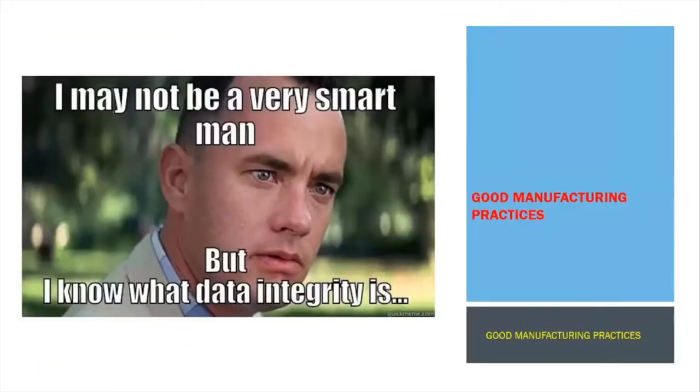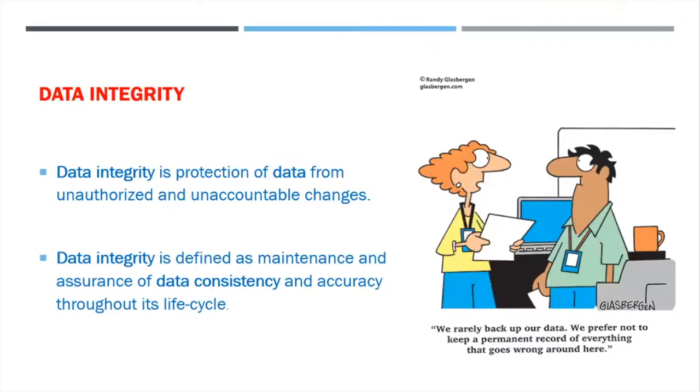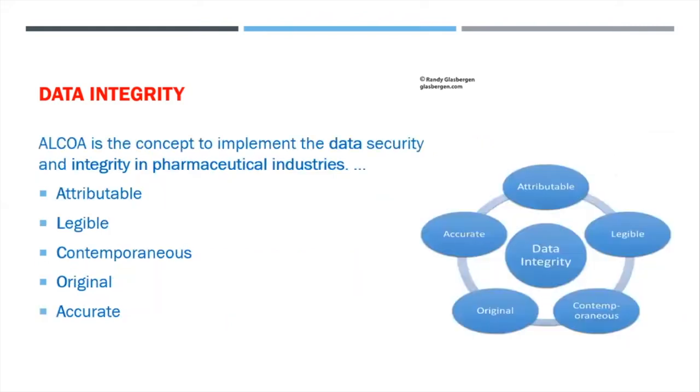I may not be a very smart man, but I know what data integrity is. Data integrity is the protection of data from unauthorized and unaccountable changes. Data integrity is defined as maintenance and assurance of data consistency and accuracy throughout its life cycle, and it is represented as ALCOA. It has to be attributable.